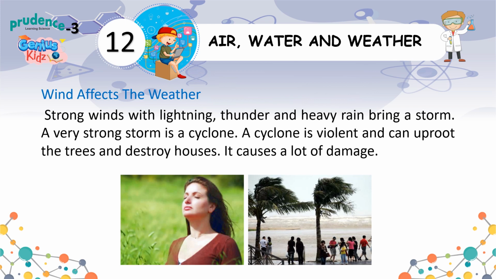Wind affects the weather. Strong winds with lightning, thunder and heavy rain bring a storm. A very strong storm is a cyclone. A cyclone is violent and can uproot trees and destroy houses. It causes a lot of damage.